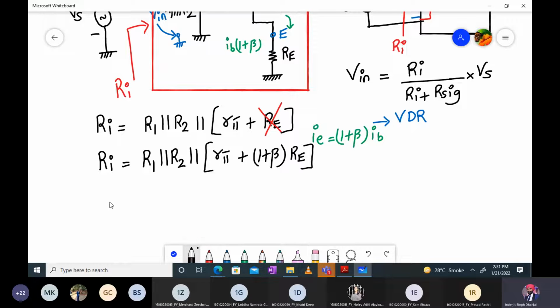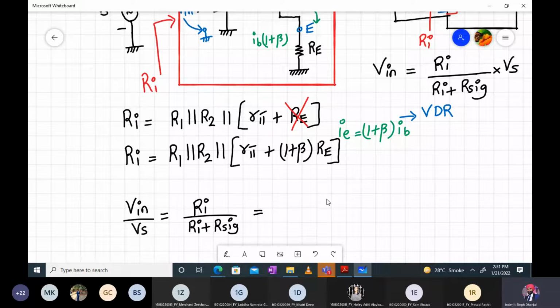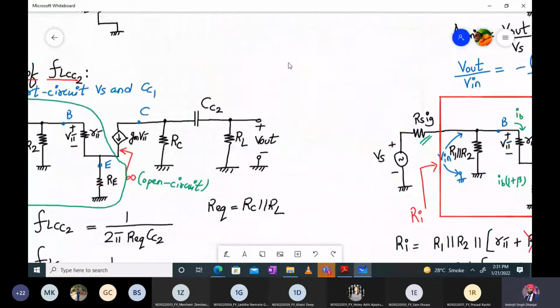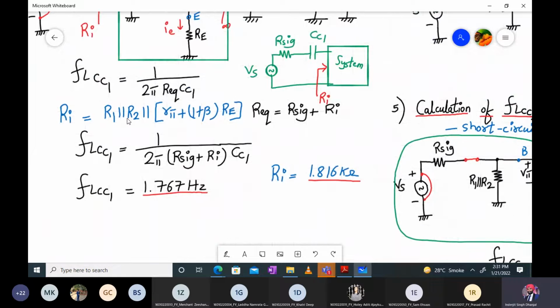And then we have to calculate, after Ri, Vin upon Vs, which is equal to Ri divided by Ri plus Rs. Okay, so that's what the plan is. So let's see whether we have calculated this entire fraction over here, Ri parallel to that. I guess we have done that over here, right? R1 parallel to R2 parallel to R pi plus 1 plus beta times Re, correct?